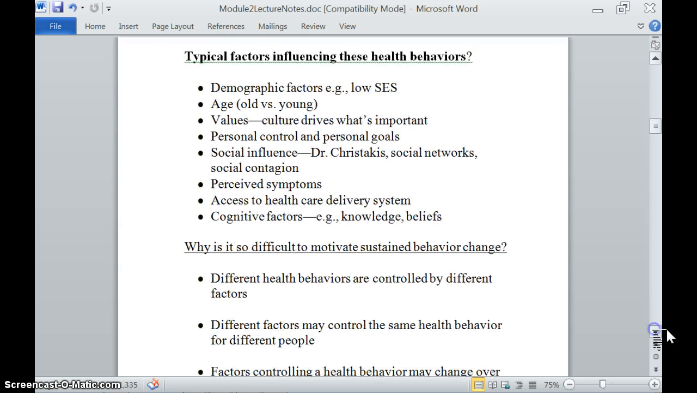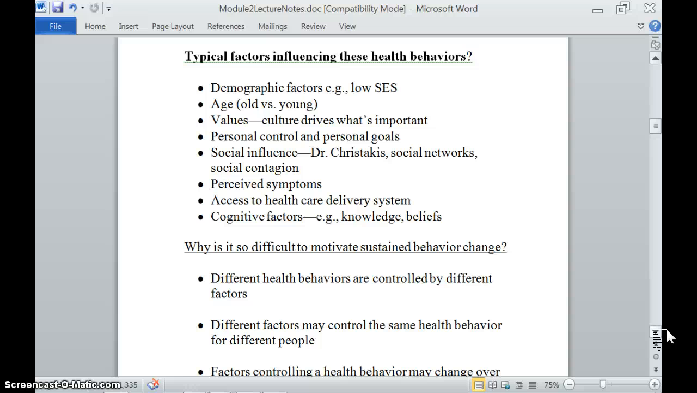So here's what they tell you from the reading, basically the typical factors that influence these health behaviors. These are more the traditional bigger picture types of things in terms of demographics. We know low socioeconomic status groups, for example, usually eat more high-fat food and are less active, older versus younger. What's the value? Different cultures value different things. What are your goals? Social influence.